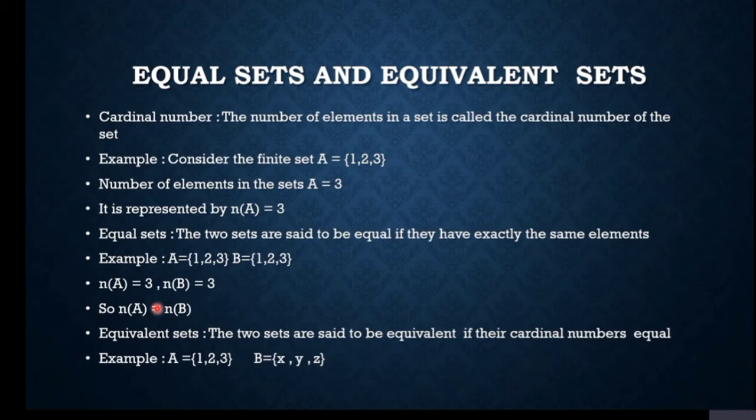See here, for example, A is equal to the set of 1, 2, 3 and B is equal to the set of x, y, z. So here n of A, in this set there are 3 elements, in this set there are 3 elements. So n of A is equal to n of B only. See here, no same elements.